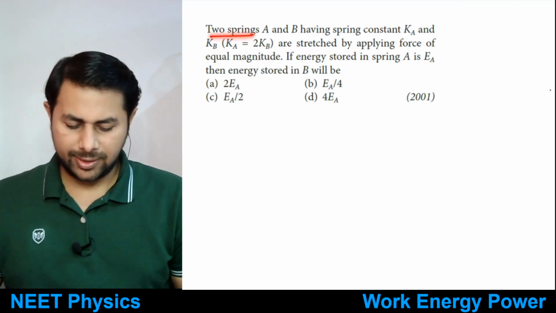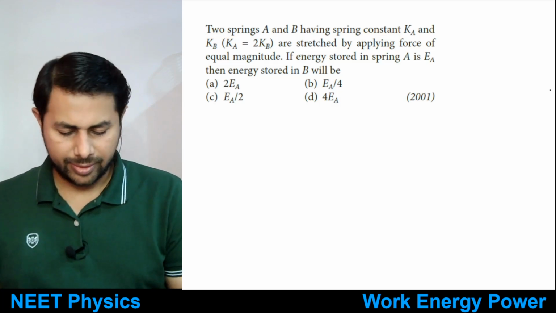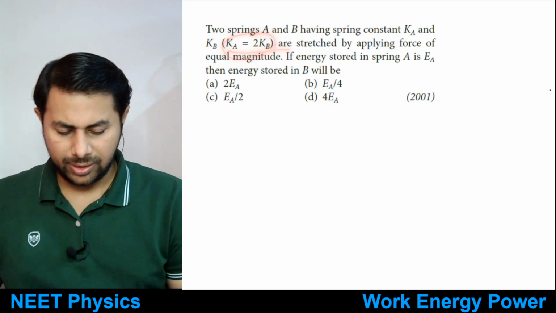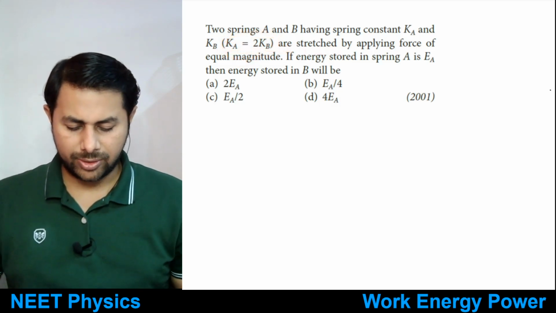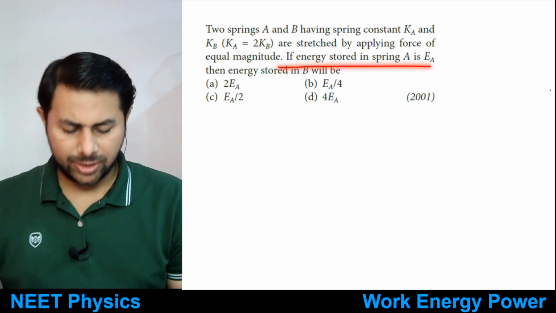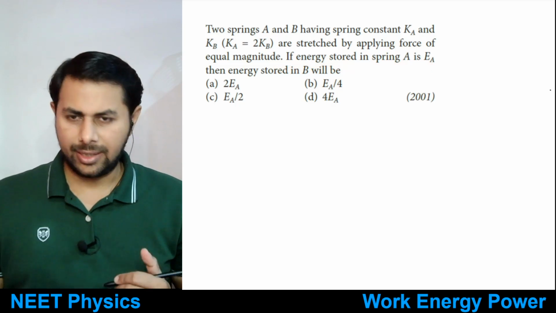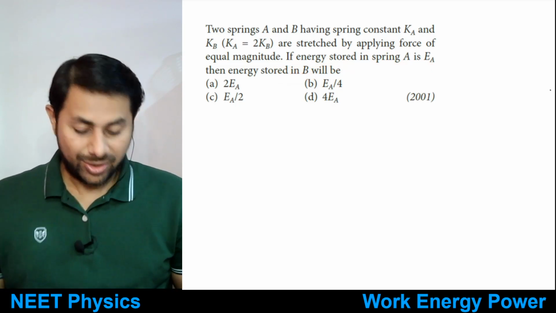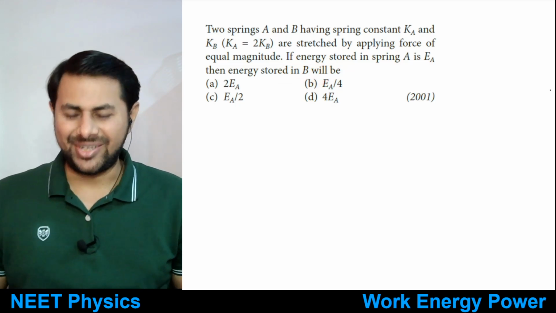Two springs A and B have spring constants kA and kB respectively, and kA is equal to 2 kB. They are stretched by applying a force of equal magnitude. If energy stored in spring A is EA and energy stored in spring B is EB, then the ratio of energy stored in spring B will be. This is the question.